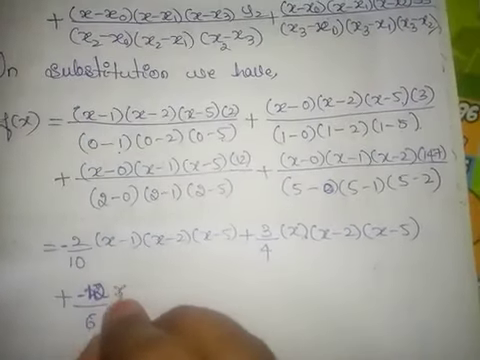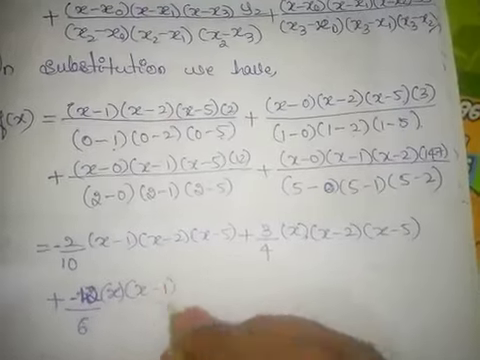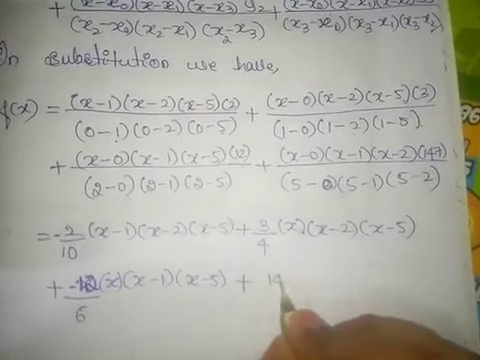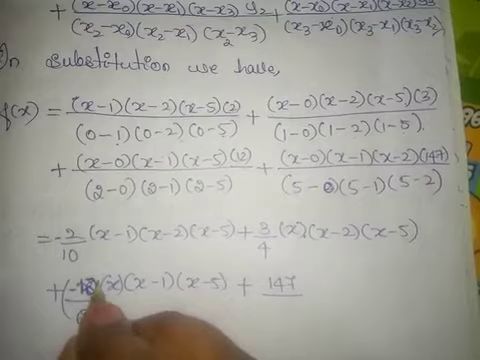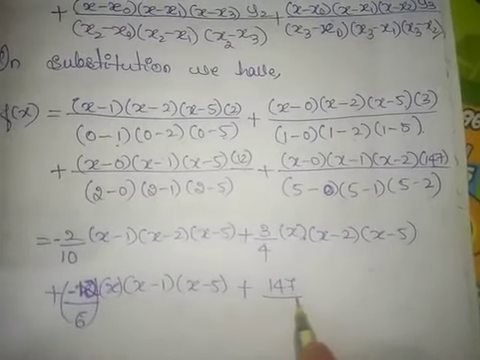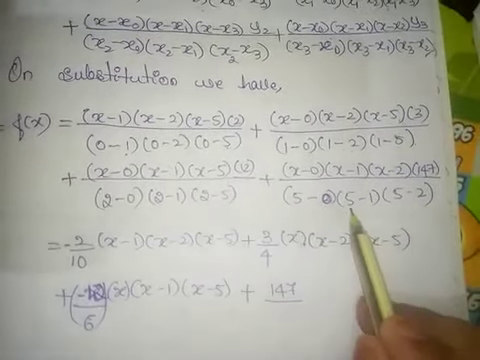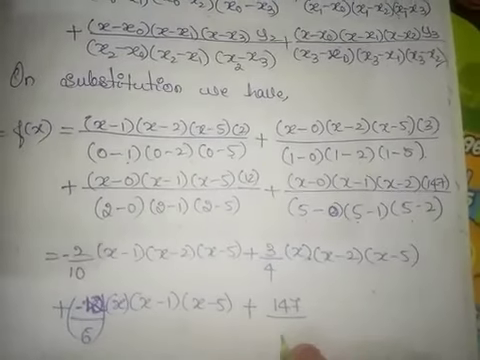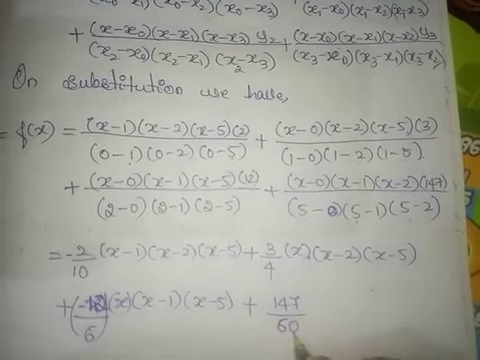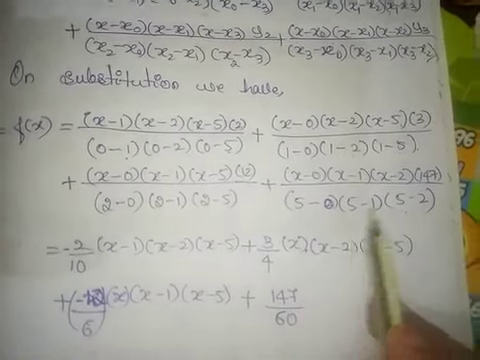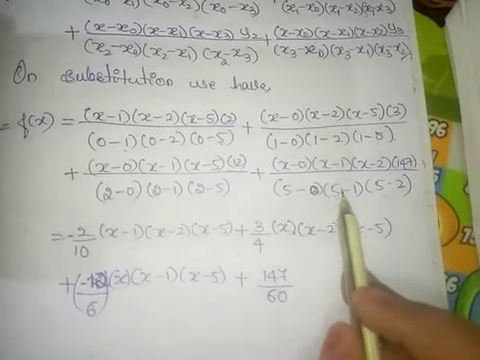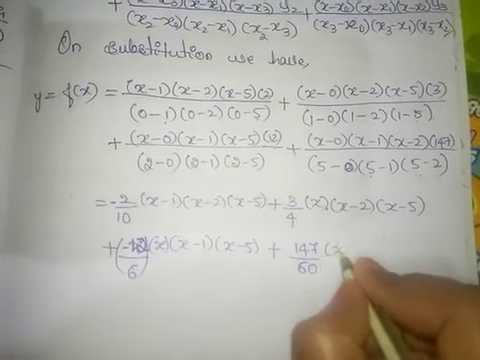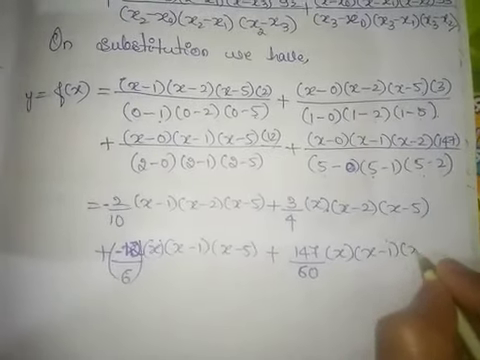The remaining is x into x minus 1, x minus 5, plus 147 divided by, here we have a negative sign, 147. Here 5 into 4 is 20, 20 into 3 is 60, 140 divided by 60. See here we have 5, 5, 4 minus 1, 5 minus 1 is 4, 5 into 4 is 20 and 20 into 3 is 60, remaining is x into x minus 1, x minus 2.